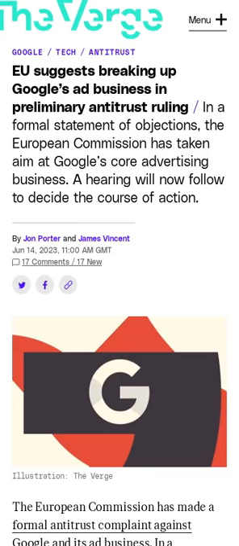The European Commission has made a formal antitrust complaint against Google and its ad business. It says that the only way for Google to address competition concerns would be to divest part of its services. The Commission is concerned that Google may have used its market position to favor its own intermediation services. Google has the opportunity to reply to the complaint in writing and request a hearing. If found guilty, Google could be fined up to 10% of its global sales and be forced to change the way it operates.